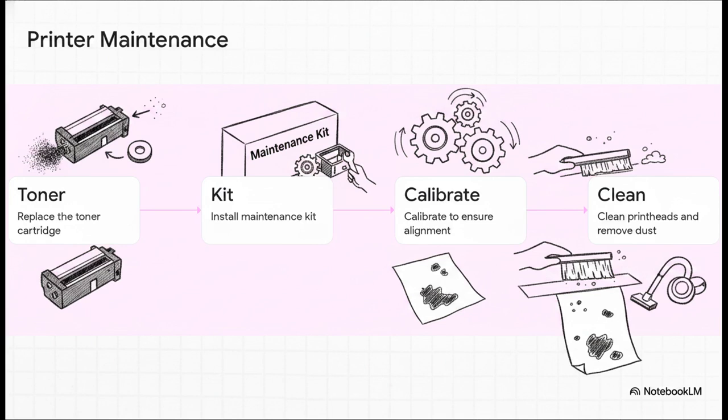Routine maintenance usually starts with just replacing the toner cartridge, but eventually you're going to need a full maintenance kit. That replaces those worn-out rubber pickup rollers and that critical fuser assembly we just talked about. After you install new parts, you absolutely must calibrate the printer to ensure everything aligns perfectly, and then clean the system to remove any residual dust.